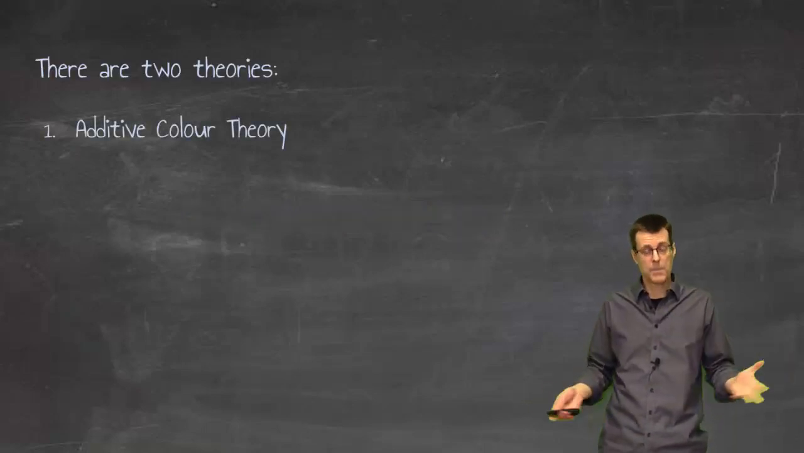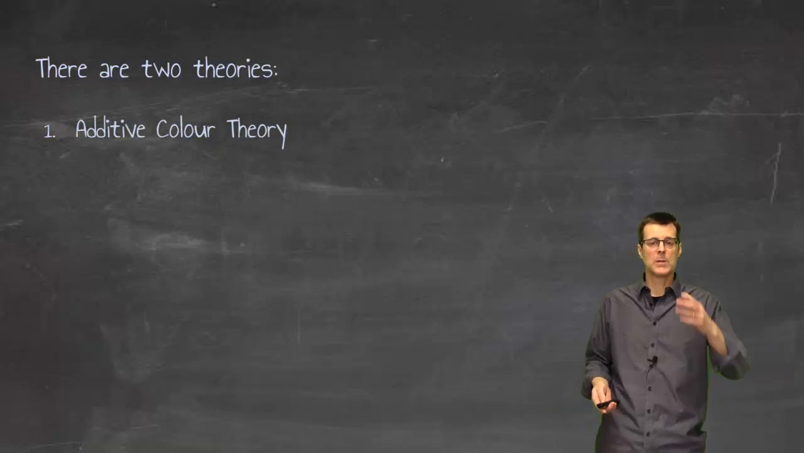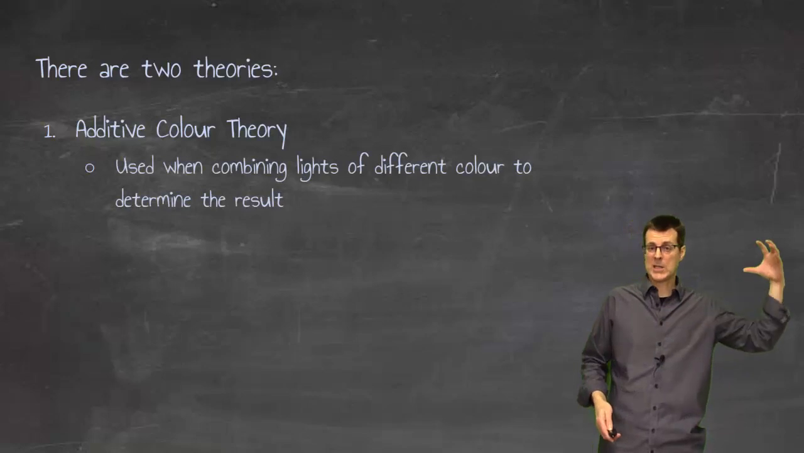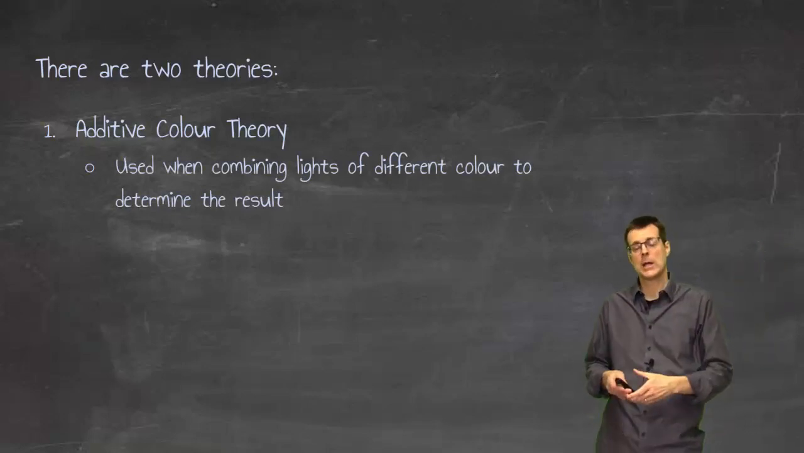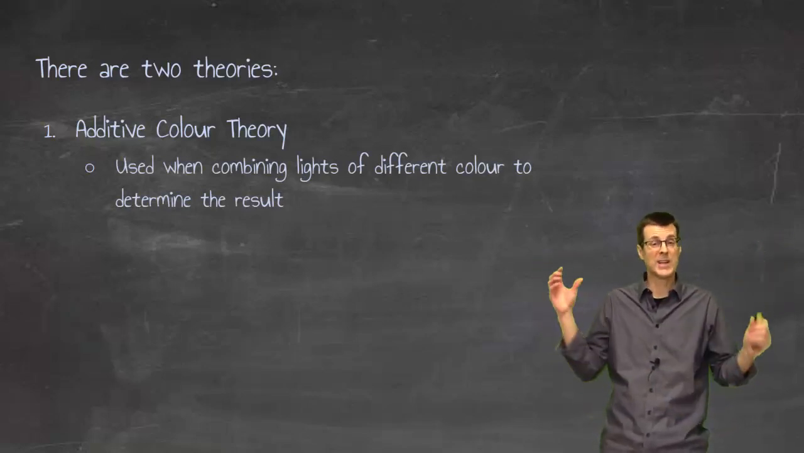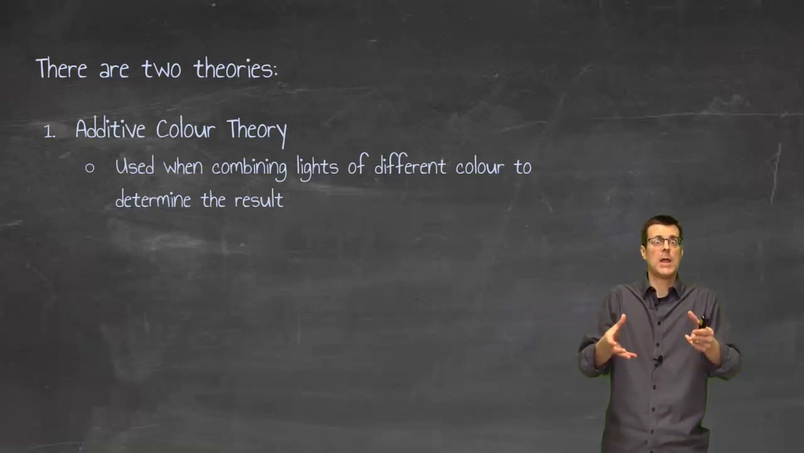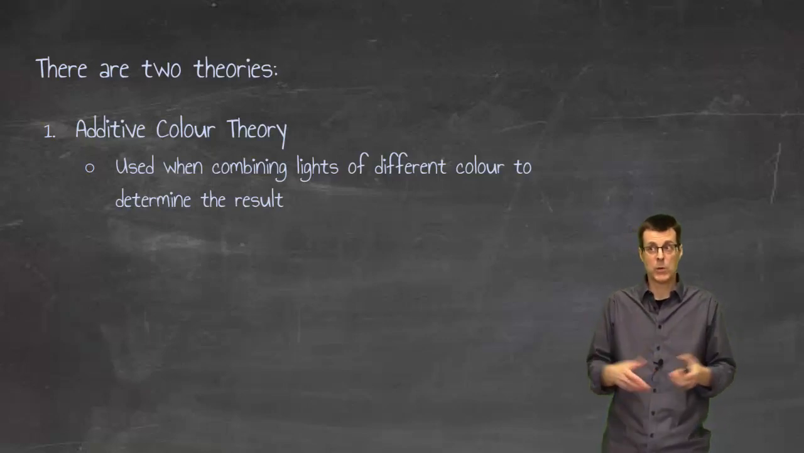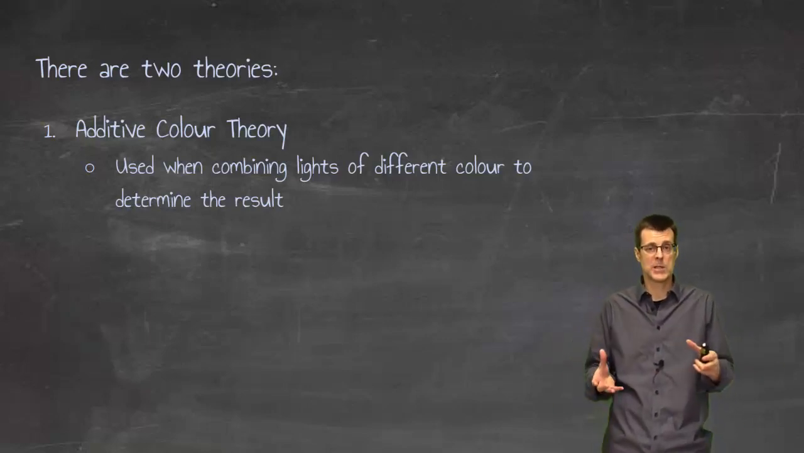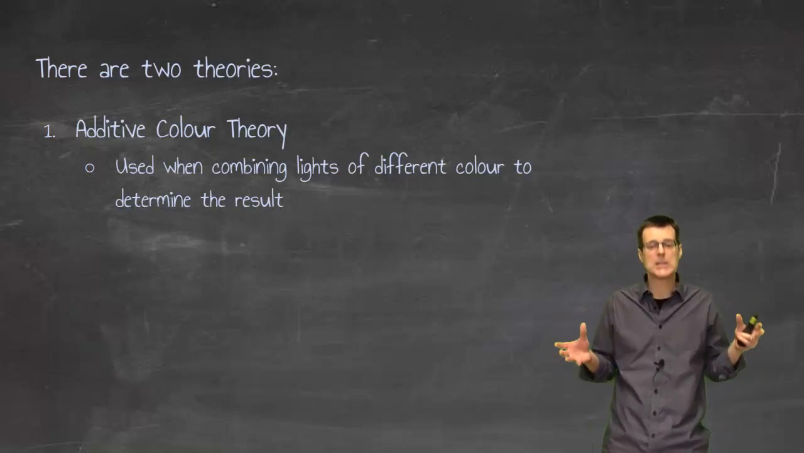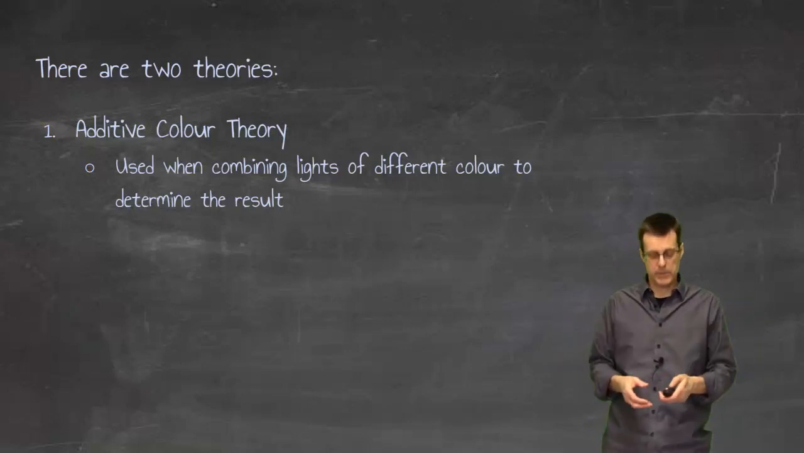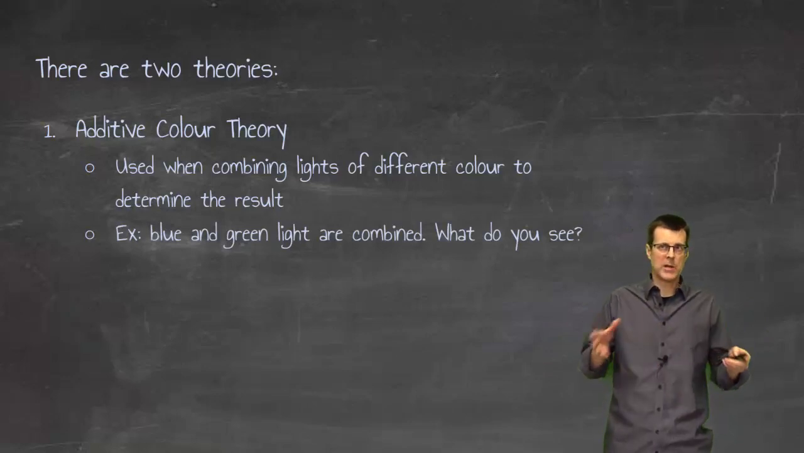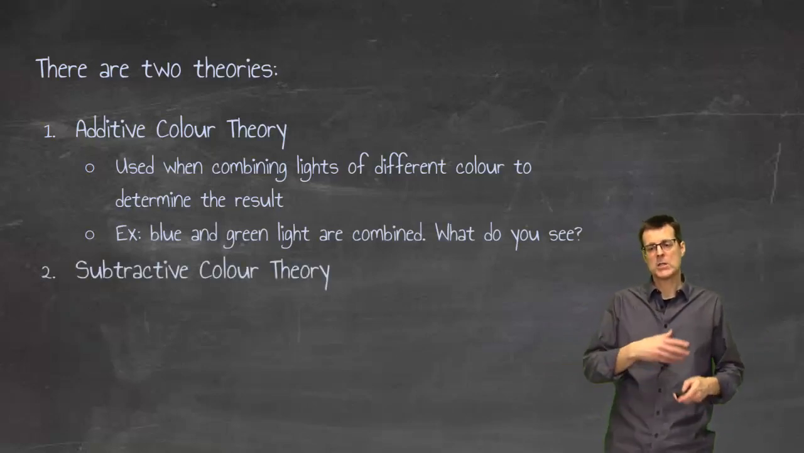So here they are. One is called the additive color theory. And the most important thing to understand right now about additive color theory is that I'm going to take a light of one color, maybe red, and a light of a different color, maybe blue, and shine them together and see what color I get when they combine. Or maybe I'll take a third color and mix them in together, but I'm going to be taking light sources and putting them together.